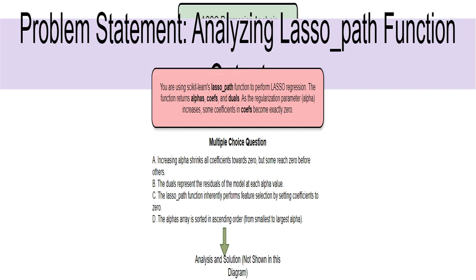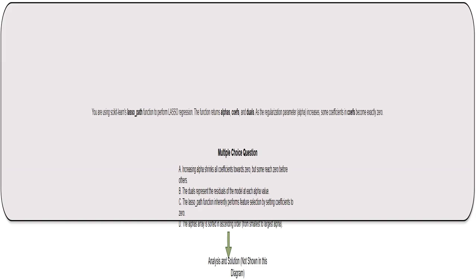The key here is understanding how the change in the regularization parameter influences the coefficients. This is our core question. We're given the output of lassopath and we need to deduce what it implies about how lasso regression works. We need to carefully consider what happens to the coefficients as the regularization strength increases.